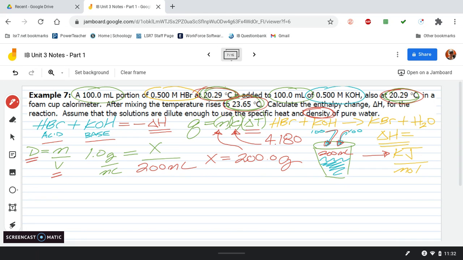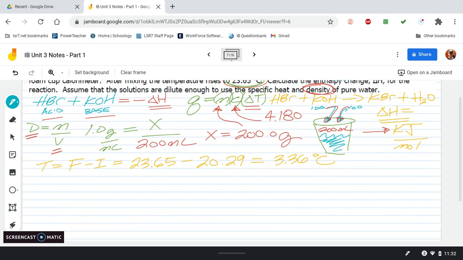So the change in temperature is going to be final minus initial, which is going to equal the final of 23.65 minus the initial of 20.29. And that's going to give me my change in temperature. And remember, it's always final minus initial. And so it's going to be a positive 3.36 degrees Celsius.